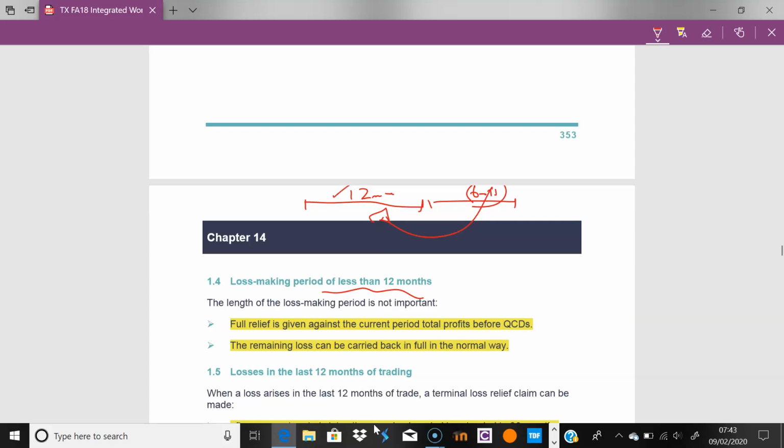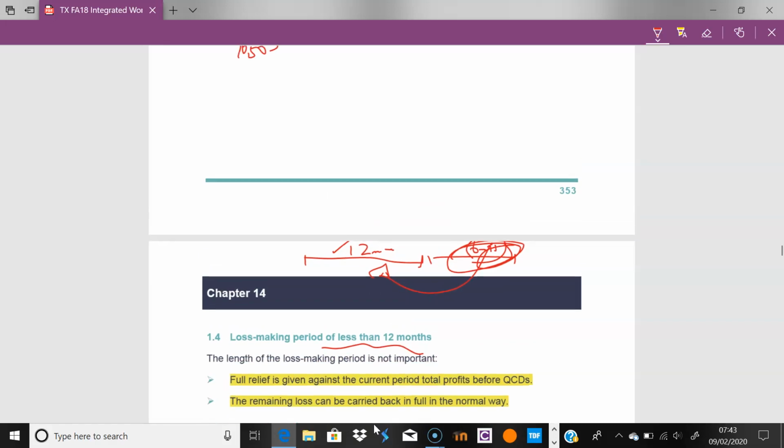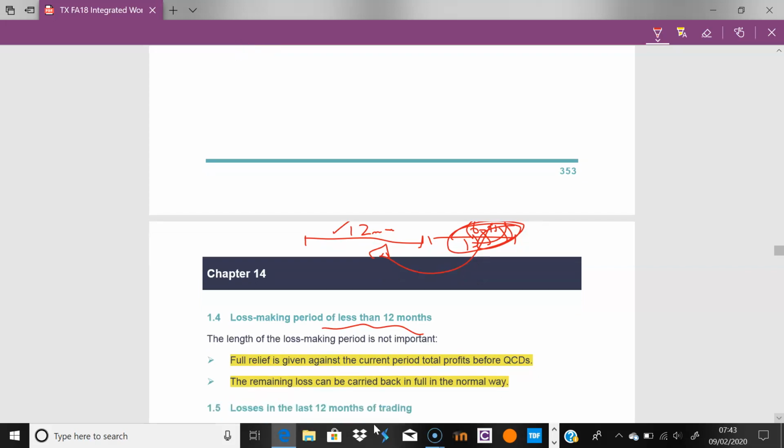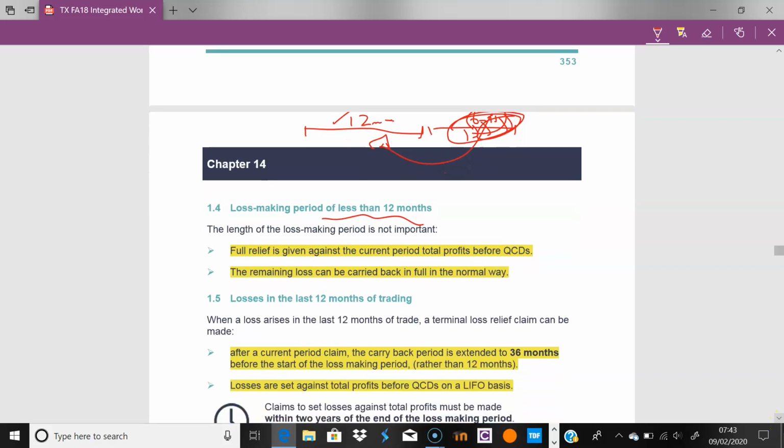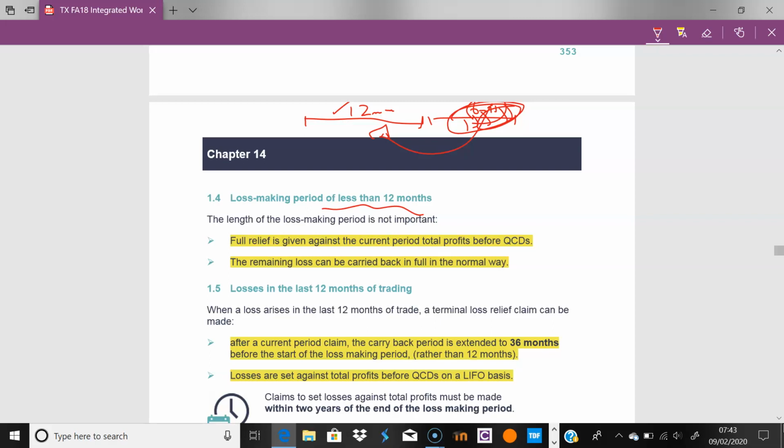The length of time of a particular period we're dealing with is totally irrelevant. It's the carry back that we have issues with. We're not restricted because we have a 6-month period of loss in our year. No. What we're restricted with is what we can carry back. So we can carry back in the normal way.